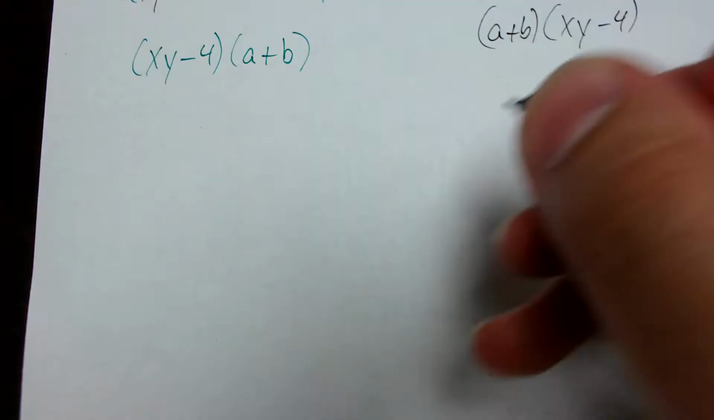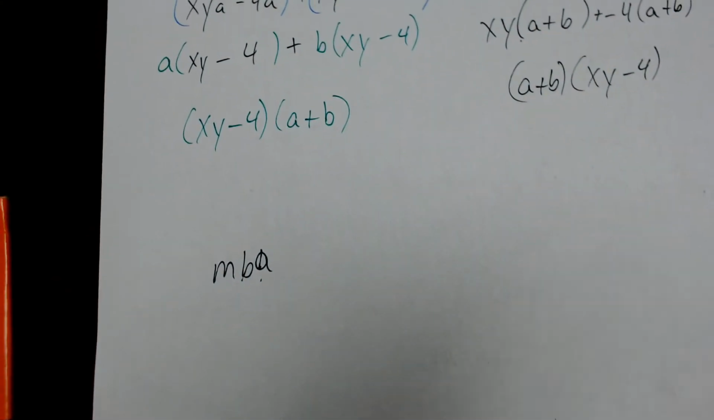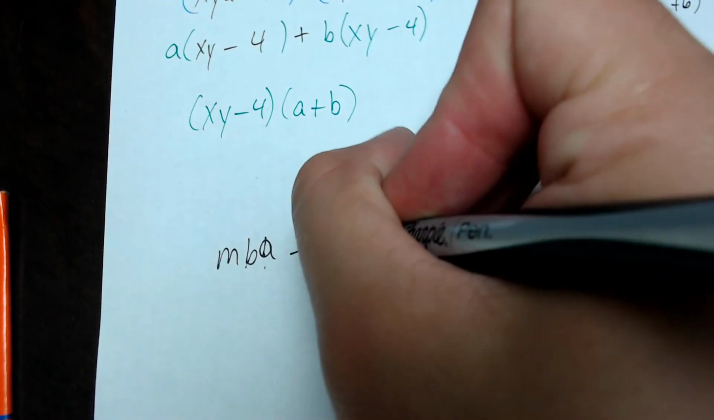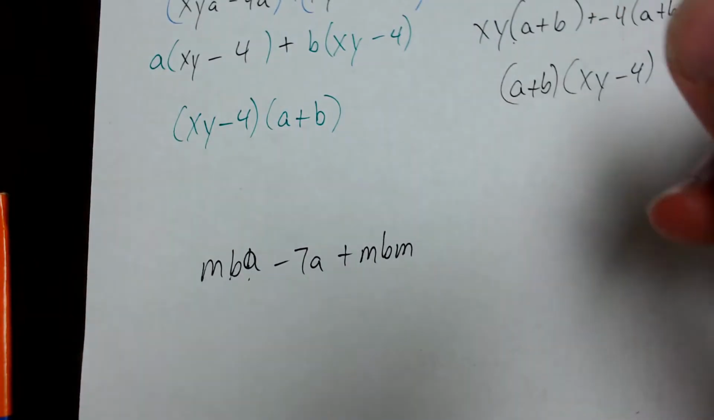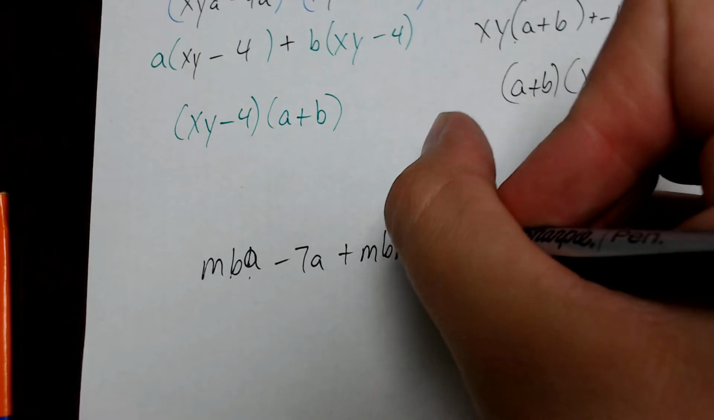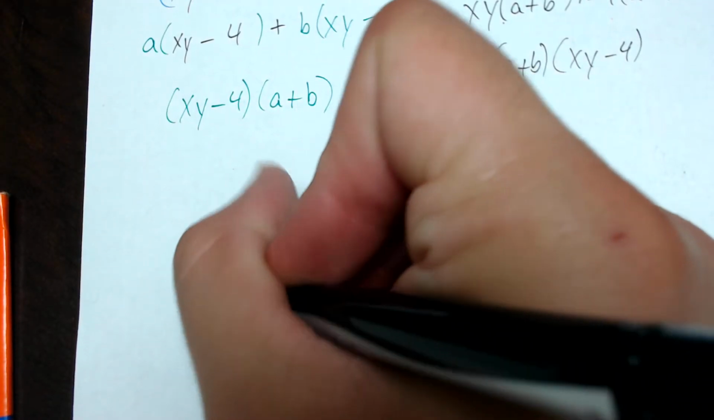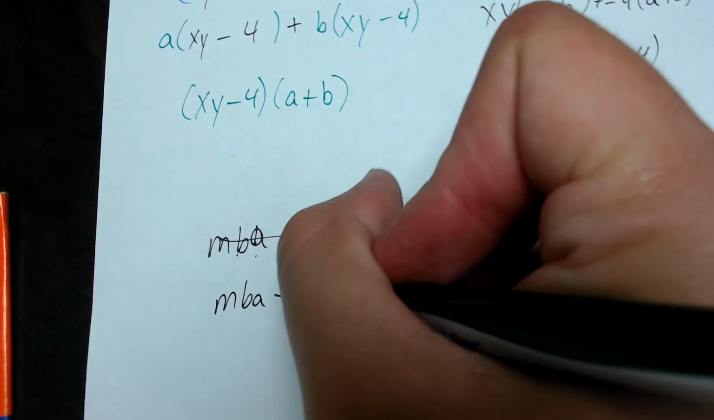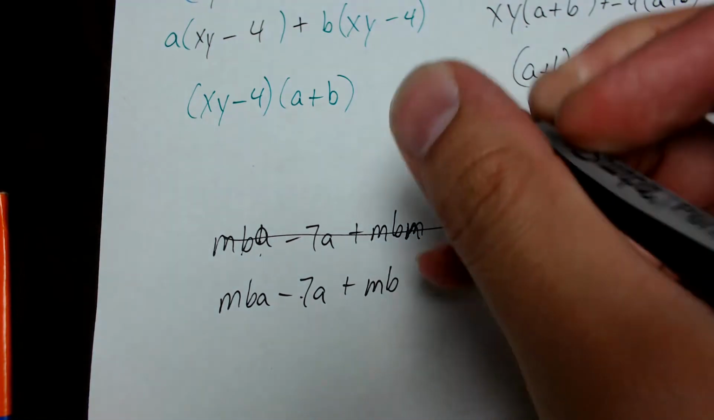Let's see here. I have mba minus 7a plus mbn. Oh, nope, that is an n. Maybe I should have picked a different problem. Hold on, I'm going to rewrite this. So mba minus 7a plus mbn minus 7n.